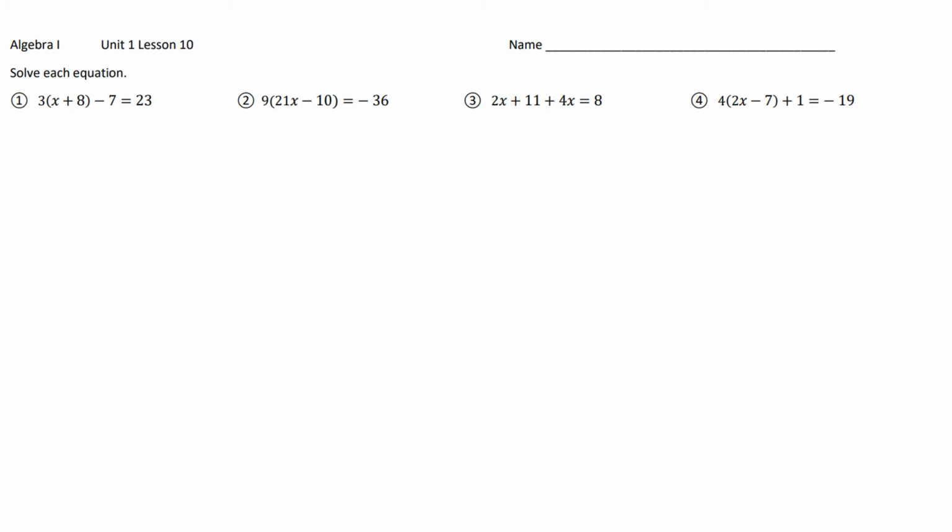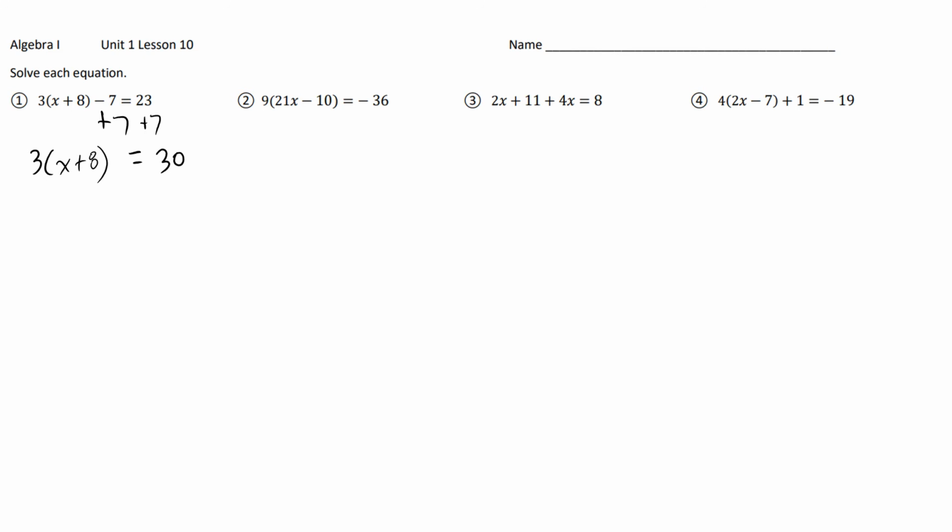All right, so if I'm looking at number 1, I'm like, hey, I want to undo any adding or subtracting. So I'm thinking the opposite of subtracting 7 is going to be adding 7. I have to do that on both sides of the equation. Right? The equal sign is kind of like my balancing point. 23 plus 7 is 30. The subtract 7 and the add 7 cancel each other out. Leaves me 3 times the quantity x plus 8.